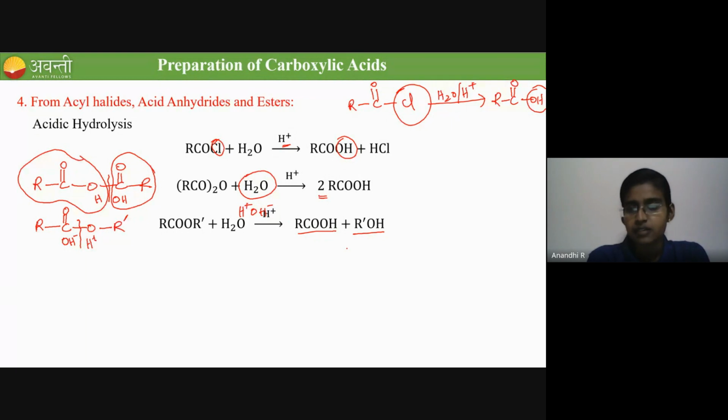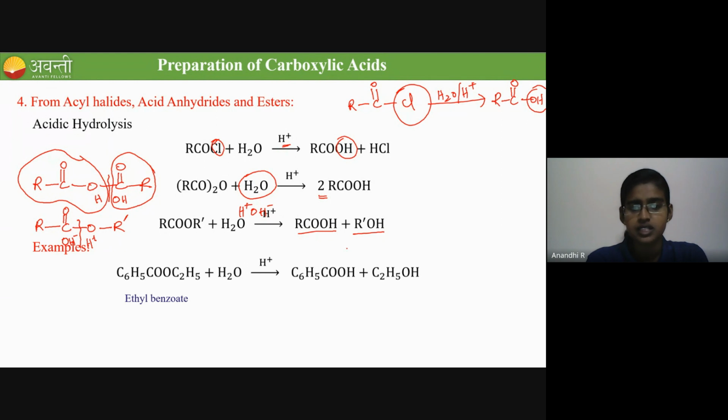Only the reactant differs. H2O and H plus are the same, and one of the products is the same. Only the byproduct differs. Got it? So these are some of the examples. What is this? C6H5COOC2H5. This is basically an ester, right? What is the name of this ester? It is ethyl benzoate. So C6H5 C double bond O O C2H5. This is the alkyl group, which is ethyl. So it is ethyl benzoate.